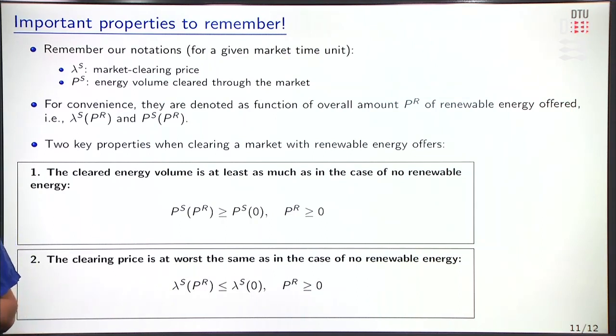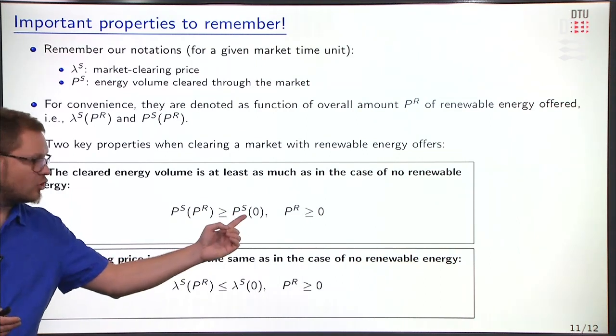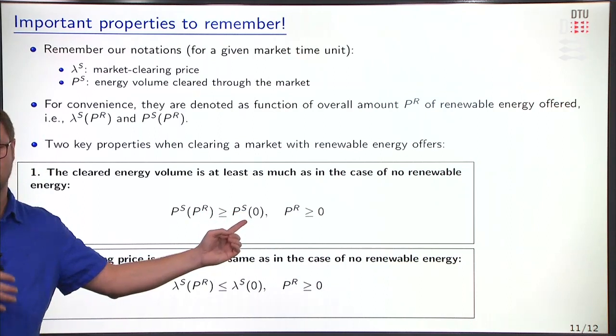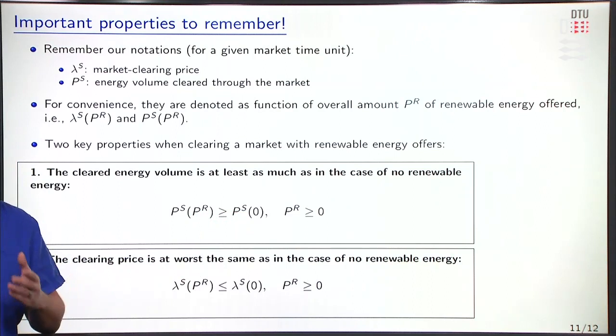Eventually, what happens is that in terms of the cleared energy volume, if you clear the market with renewable energy compared to the case of no renewable energy, then the volume cleared with renewable energy is going to be greater or equal to the case where there's no renewable energy. And actually, you can extend that also to quantities of renewable energy. As you have more and more renewable energy, you will always clear more and more energy.